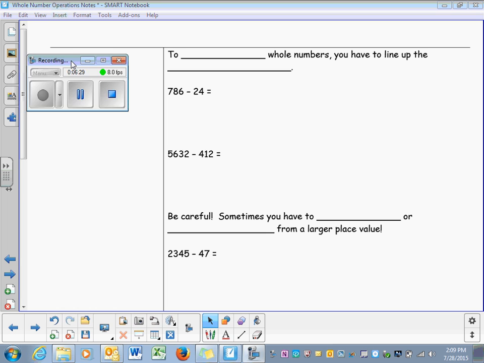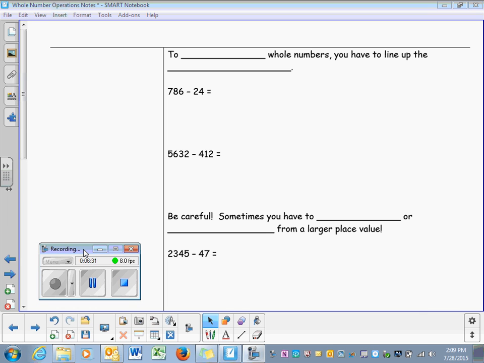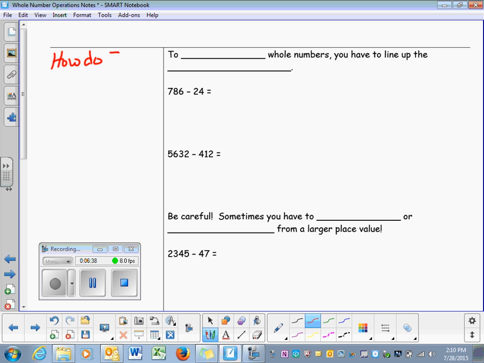Next up, we are going to talk about subtracting whole numbers. And so our question is, how do I subtract whole numbers? It's our second major topic in these notes. Okay, again, to subtract whole numbers, we have to line up the place values.